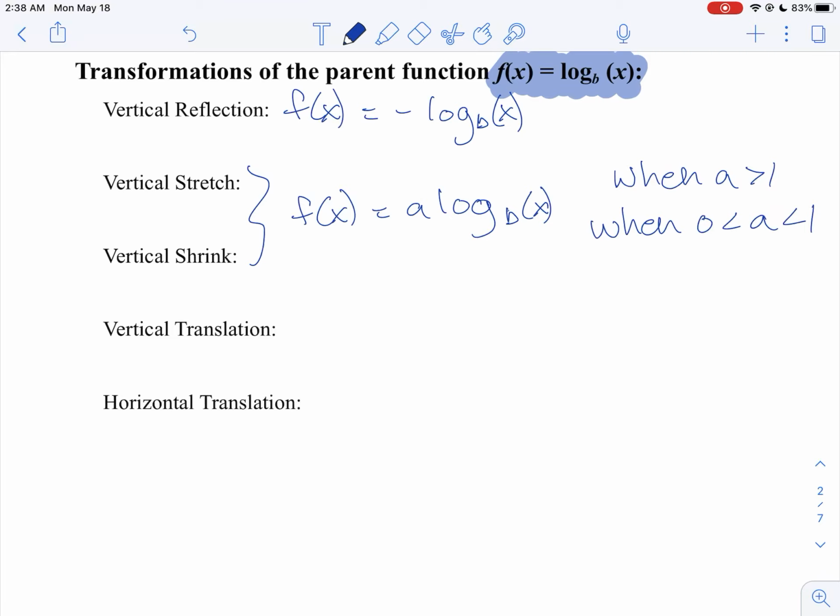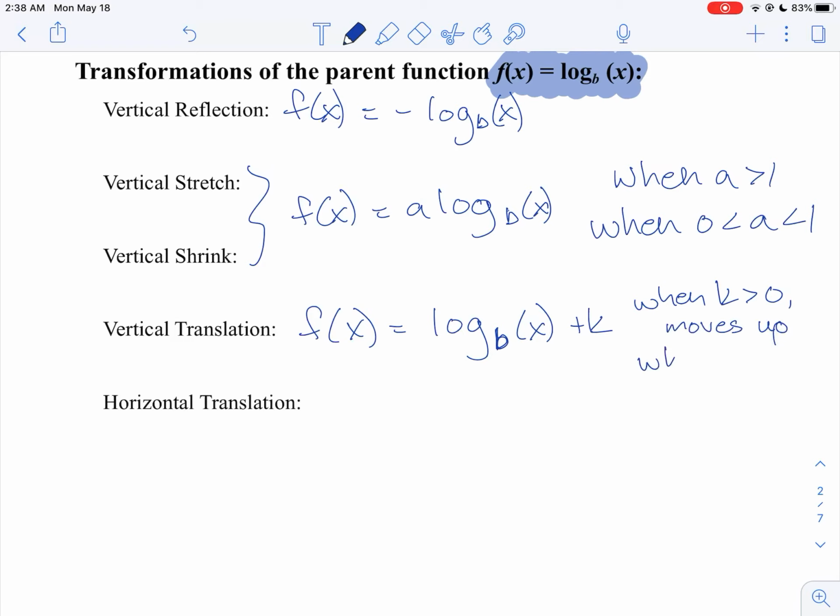To do a vertical translation, remember, we would put a k value outside of our logarithm. And so if k is greater than 0, then your graph goes up. And when k is less than 0, our graph moves down.